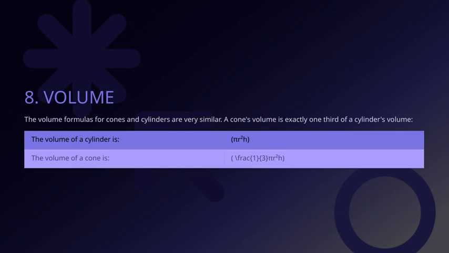Connecting this to our overall theme, understanding these volume relationships helps us see how different shapes relate to each other. The cone's volume being 1/3 of the cylinder's is a fundamental concept that appears in various applications, from geometry to real-world engineering problems. So remember, when calculating the volume of a cone, you can think of it as a scaled-down version of a cylinder, precisely 1/3 as large.